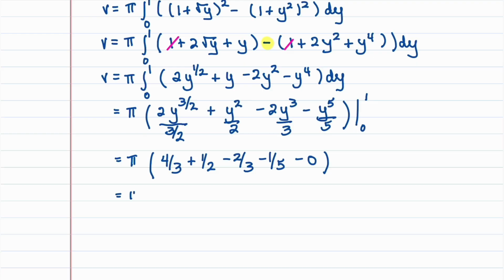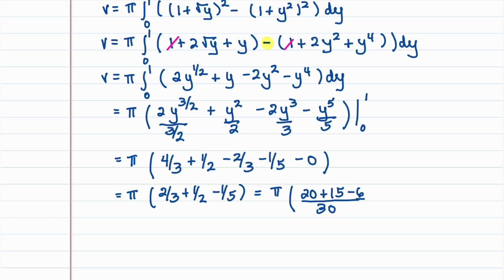Let's combine our fractions that have thirds. So this is 2/3 plus 1/2 minus 1/5. Let's get a common denominator of, let's see, it's going to have to be 6 times 5, so that's going to be 30. 3 goes into 30 10 times, so this is 20. And then we have plus 15 minus 6. This is 35 minus 6, so this gives us an answer of 29 pi, all divided by 30. And that's what our volume is equal to.